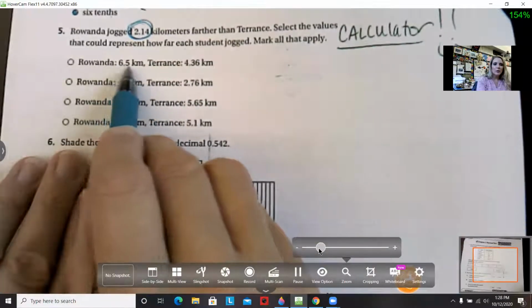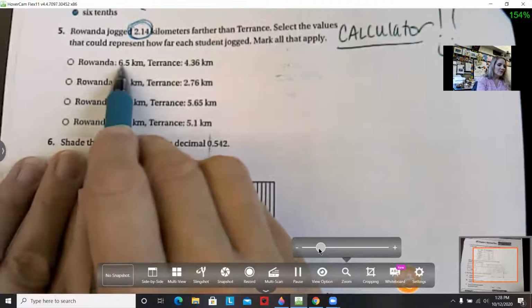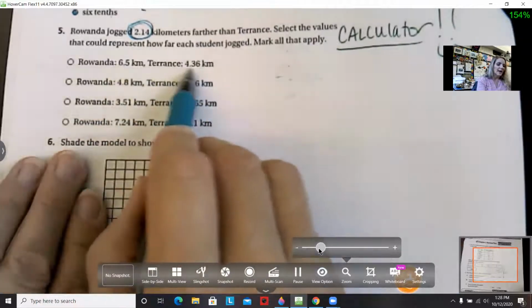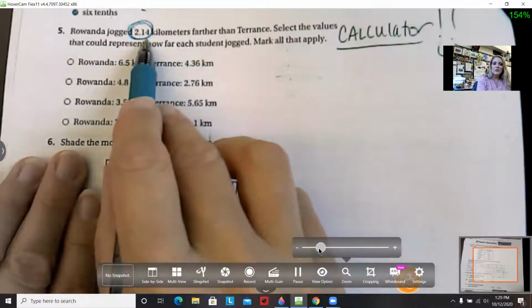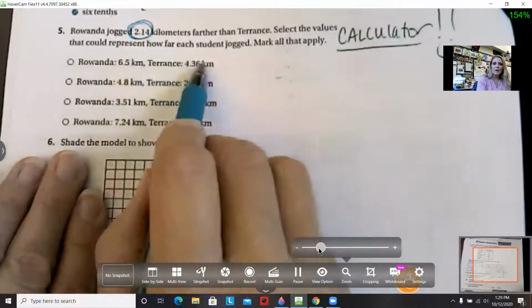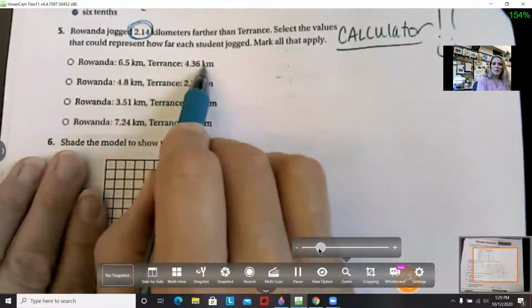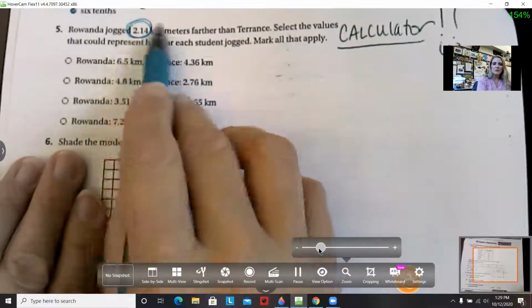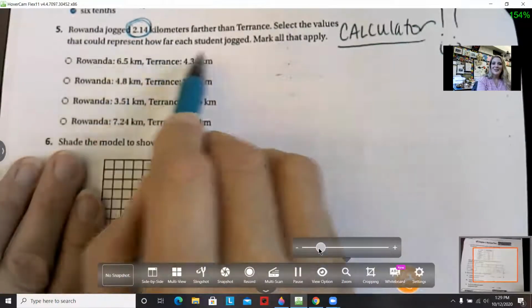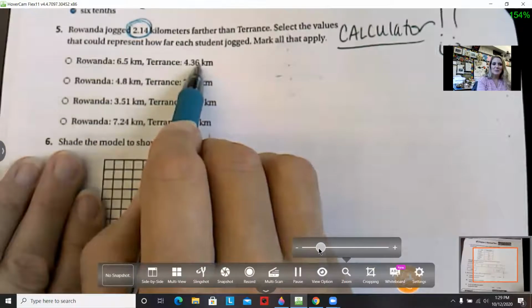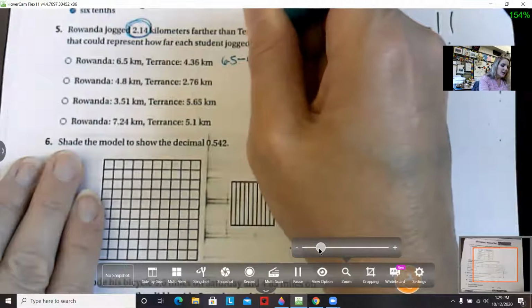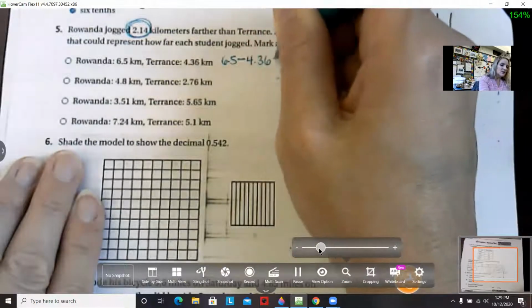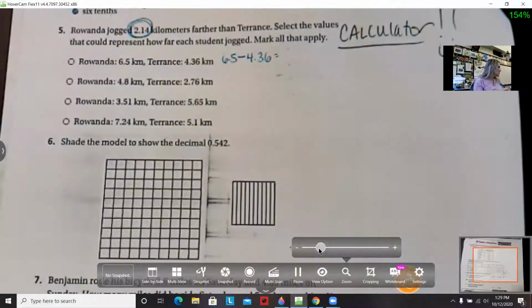So we have to see where Rwanda jogged this much farther than Terrence in kilometers. So if Rwanda would run 6 5/10 kilometers and Terrence ran 4 36/100 kilometers, did she run this much farther than him? Think about what I could do with these two numbers to determine if this is the difference between them. Good, when I hear the word difference, that means I have to subtract. So we're going to take 6 5/10 minus 4 36/100. Do I get 2 14/100?